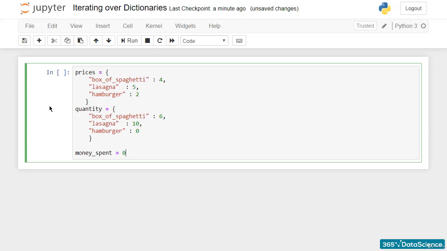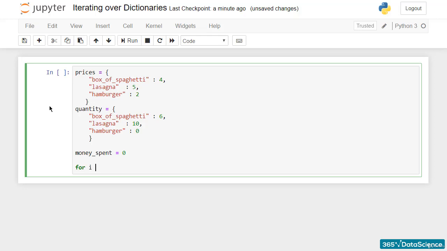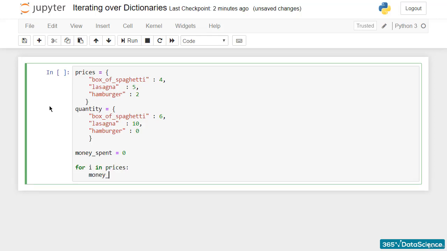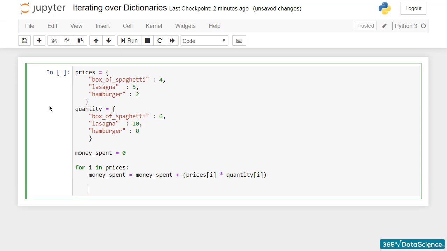Let's implement a well-known trick. I'll create a rolling sum called money spent, which will initially assume the value of 0. So, we can start by iterating over each item in prices, i in prices for short. At every step of the loop, I would like the money spent variable to grow by the product of the price and the quantity of a certain good i. And that should be enough.